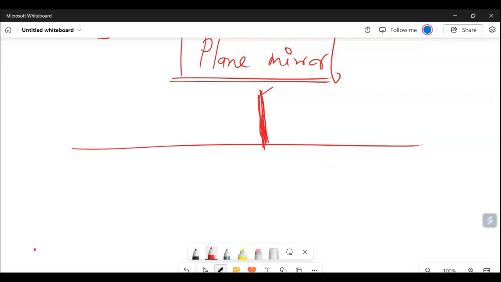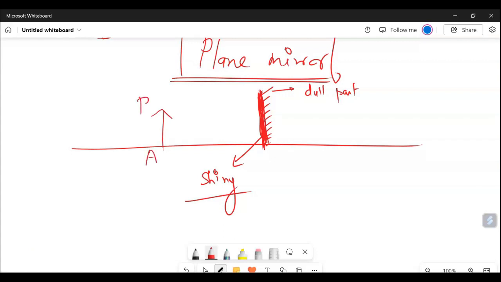One side is shiny and the other side is dull, if you have seen the mirror. So suppose this is a mirror and this line shows the dull part, the other part is the shiny part. Okay, now I am putting an object, an arrow, which can be named AB. The image will form here, represented by A dash, B dash. So when an object AB stands in front of the plane mirror, the image is formed here.